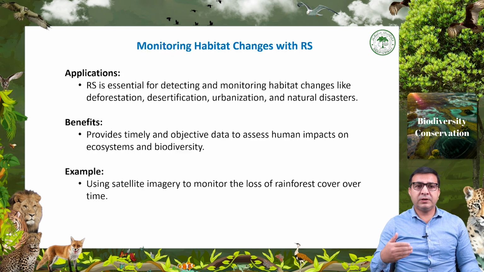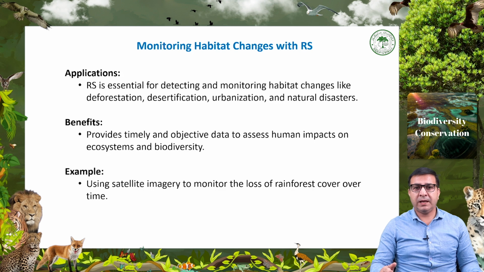Another application of RS and GIS is monitoring habitat change. Habitat loss and fragmentation are among the biggest threats to biodiversity, and remote sensing provides a way to monitor these changes in real time. RS can detect large scale change such as deforestation, desertification, urbanization, and natural disasters, which can all negatively impact biodiversity, species and ecosystems.